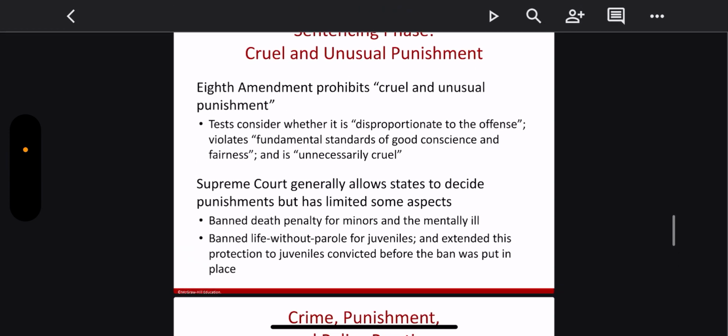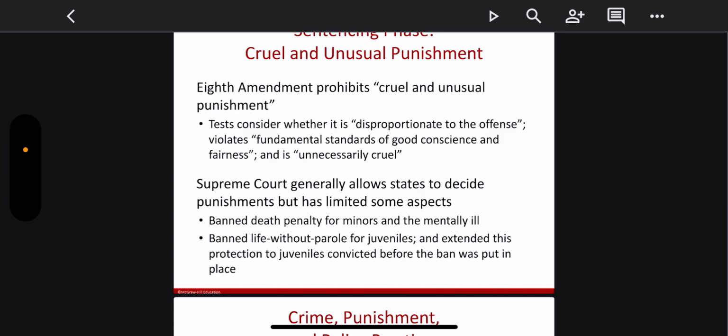Next, we have the sentencing phase. This is the last phase. Basically, the Eighth Amendment says, listen, you can't have cruel and unusual punishment. But we have to figure out what that is, okay? Is lethal injection cruel and unusual? Is hanging cruel and unusual? Is a firing squad cruel and unusual? Is the death penalty in and of itself cruel and unusual? And so the Supreme Court has talked about all of those different things.